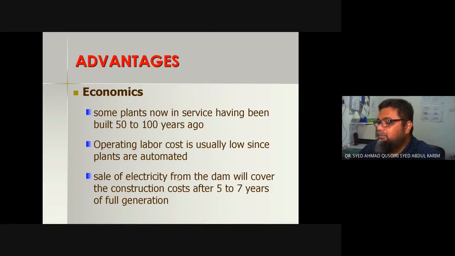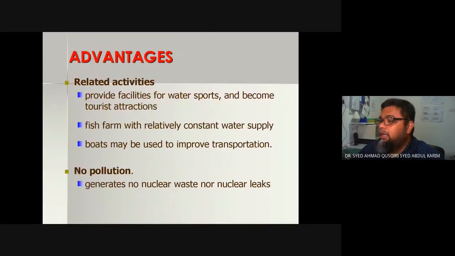Sale of electricity will cover the construction cost after 5 to 7 years. Related activities, water sports. Kan, bila kita ampang satu kawasan tu, obviously kita akan buat satu tasik buatan manusia lah. So kat sini macam-macam aktiviti, boleh ada tourist attraction, fish farm, mancing memang port orang kaki mancing kan ni. Ada banyak boat. They even have this macam rumah boat kot situ kan. Memang best, lepak-lepak situ, boleh mancing, masak barbecue ikan semua kat situ.